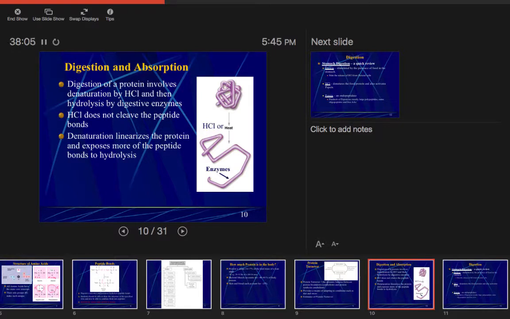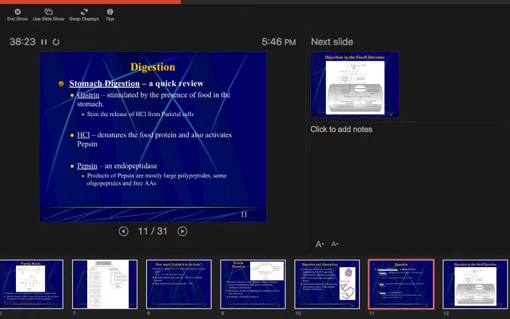So imagine we have a protein that's all in a tight molecular structure. The enzymes can't penetrate certain parts of the protein and can't access the peptide bonds. So it's important that it's linearized. Two ways to do that: heat and hydrochloric acid. So that's what that means. So just a quick review, right?